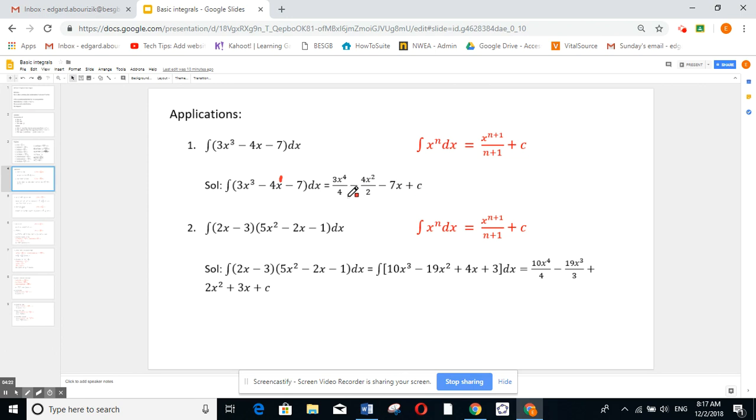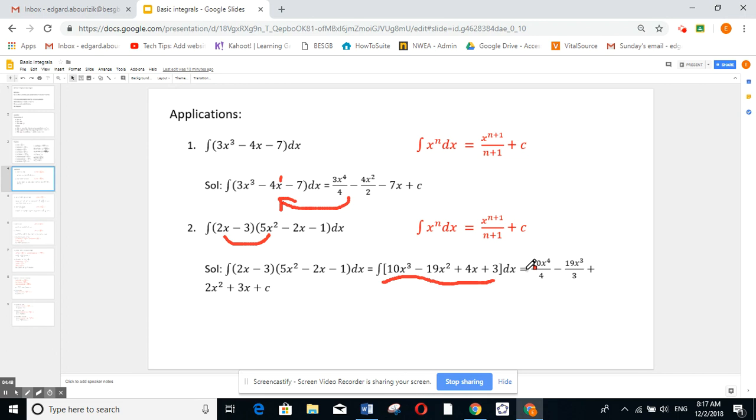Let us do the vice versa. Why is this true? Because if you do the derivative, it will be 12x cubed over 4, which is 3x cubed, then 8x over 2 minus 4x. The derivative of minus 7x is minus 7, and of the constant is 0. Here we expand using the distributive property. You multiply all of these, and this is the final one you're going to get.